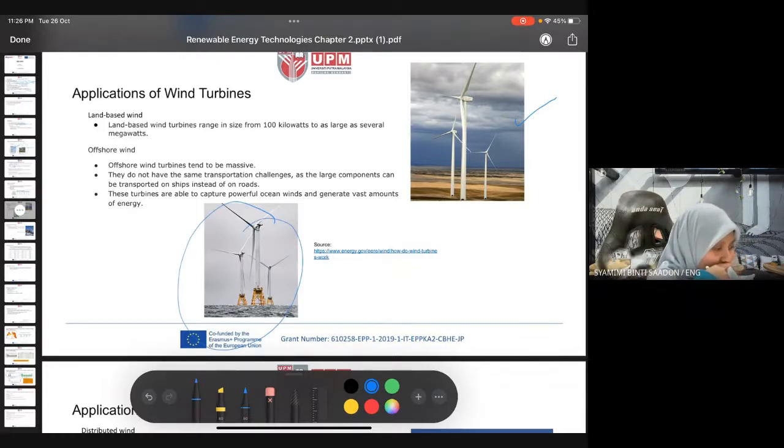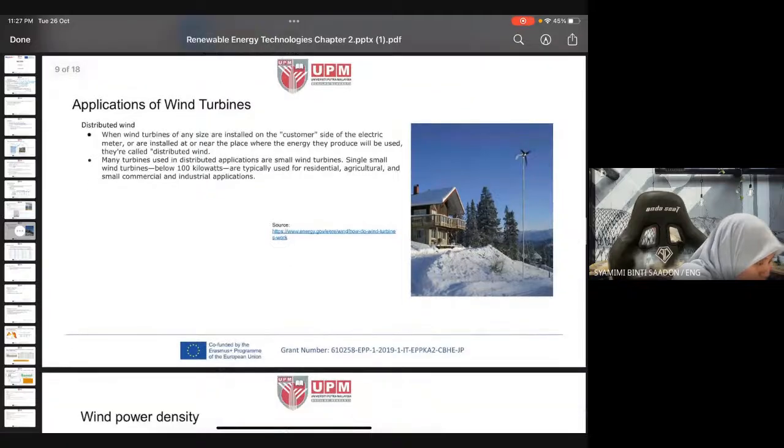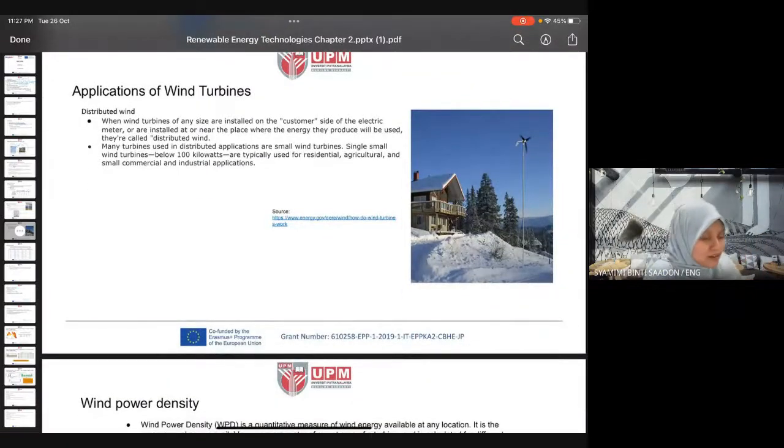Offshore wind turbines are able to capture powerful ocean winds. Of course, at the ocean we have very powerful wind speed, so it can produce a lot more energy. And then we also have distributed wind. This is seldom used, we don't see it quite often.